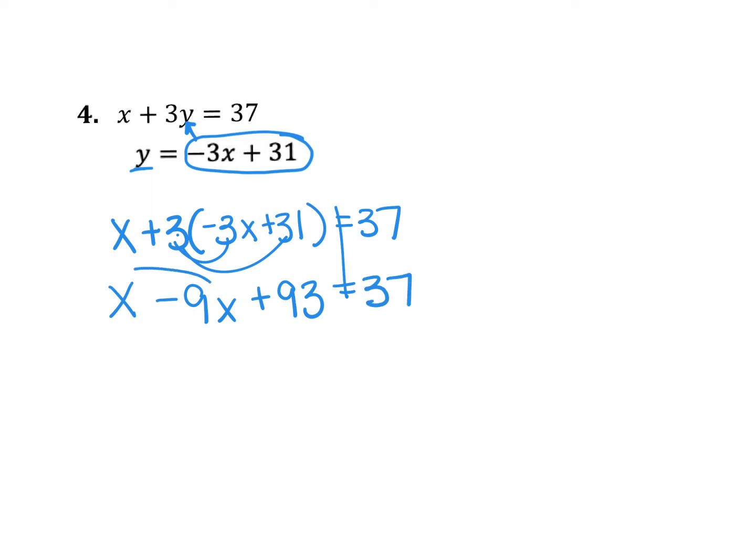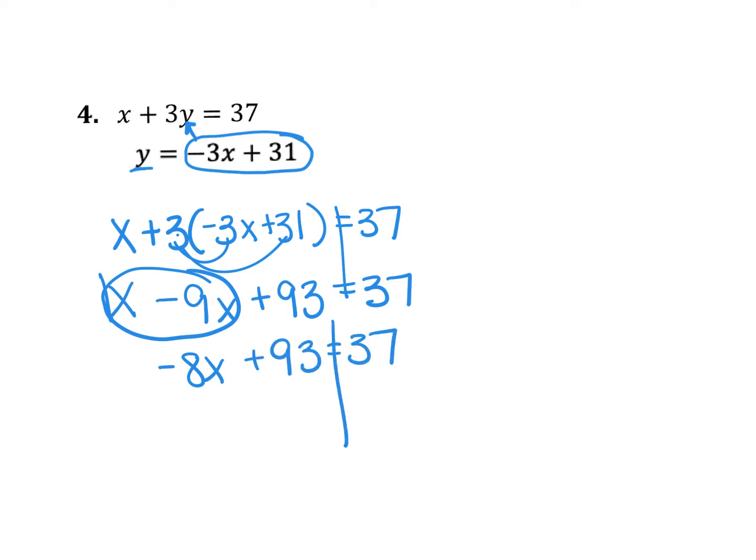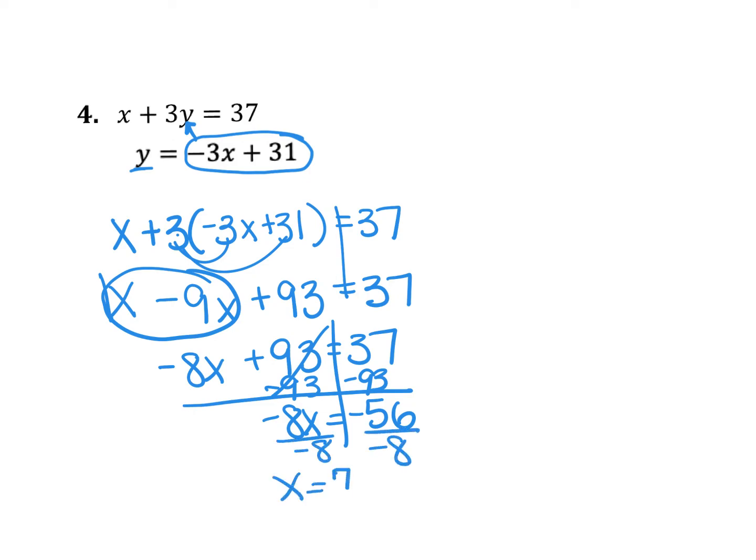All right, so let's start here. And there's a 1 there. So I have 1 minus 9 gives me negative 8x plus 93 is equal to 37. So now let's get that variable all by itself. And I'm going to minus the 93 on both sides. And that gives me a negative 56. And so I have my negative 8x. And I divide by negative 8. And when I do that, x is going to be equal to positive 7.